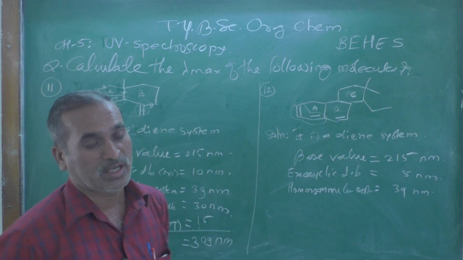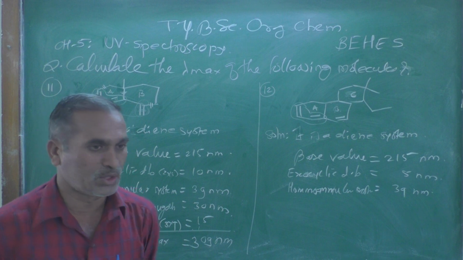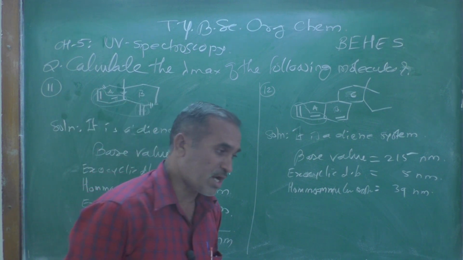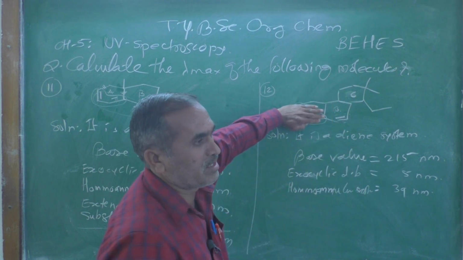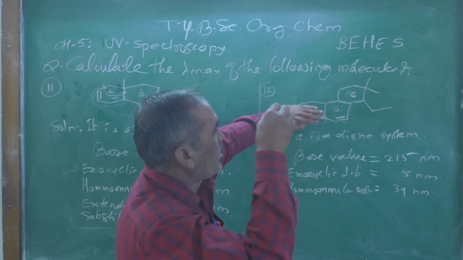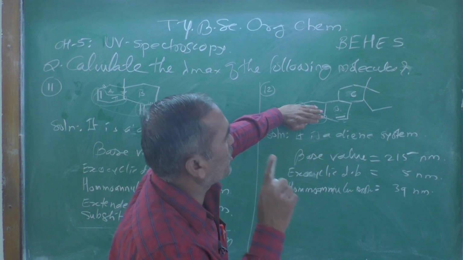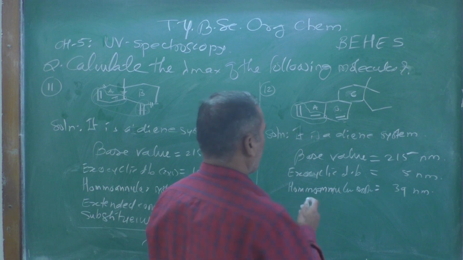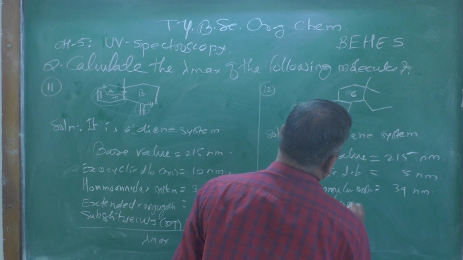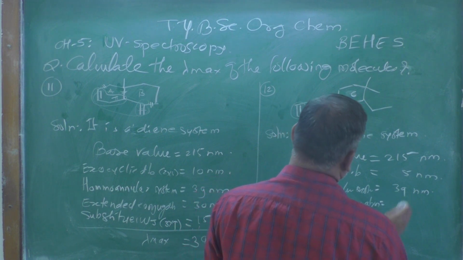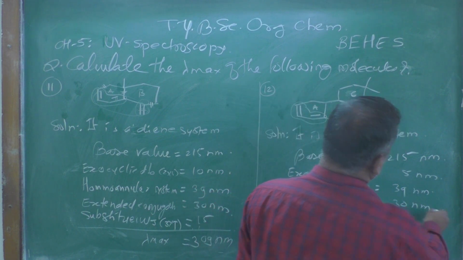And E stands for extra double bond. Does this molecule contain an extra double bond? Yes, this is a diene system and this is the extra double bond present here, because it is falling in the conjugation, and therefore it is considered to be the extended conjugation. Here you can write extended conjugation, and extended conjugation is present. You should add 30 nanometer in it, right?